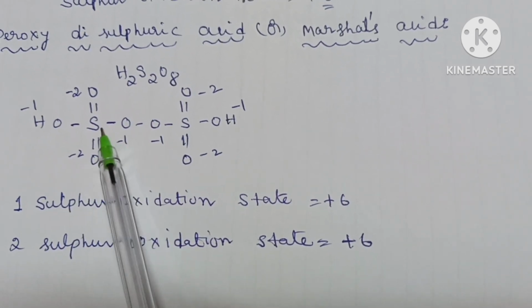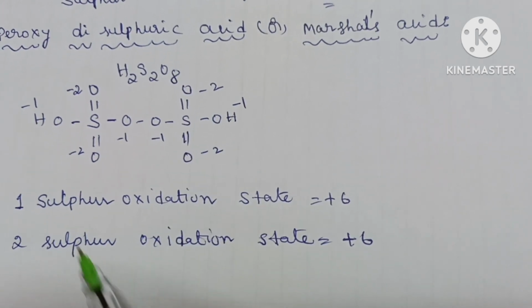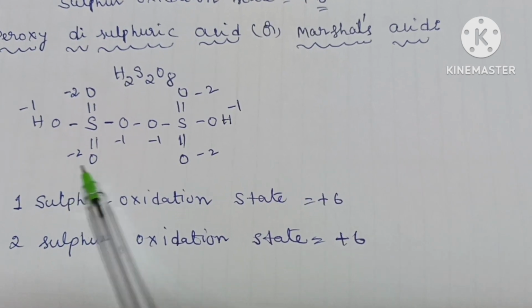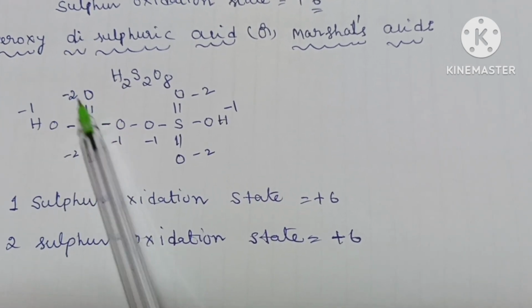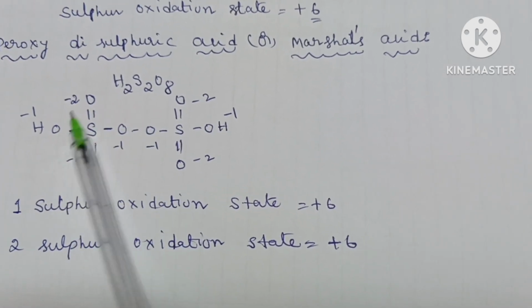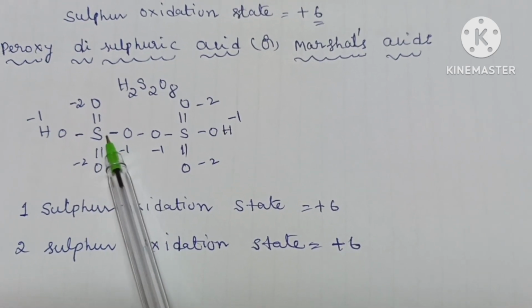Okay, how to find out the first sulfur oxidation number? After that the second sulfur oxidation number. First in this sulfur -1 plus -2 is -3, -3 plus -1 is -4, -4 plus -2 is -6. Okay, surrounding atoms oxidation number is -6. So the middle first sulfur oxidation number is +6.